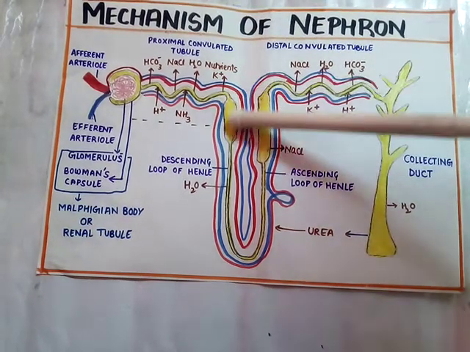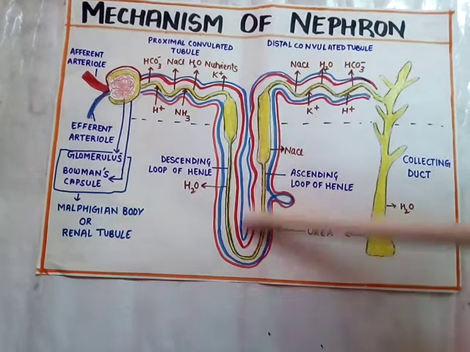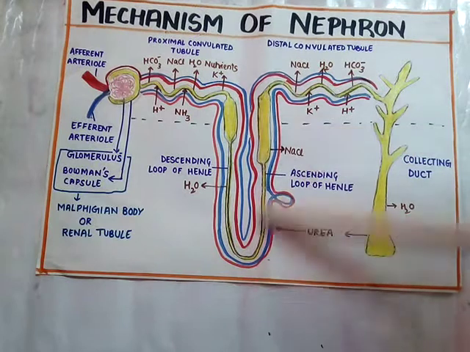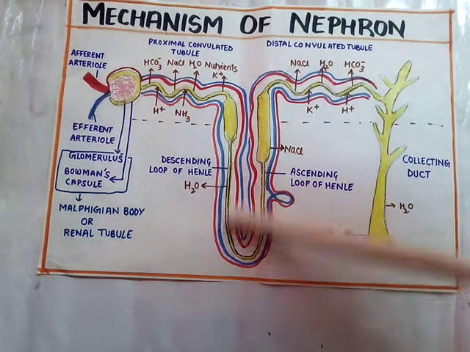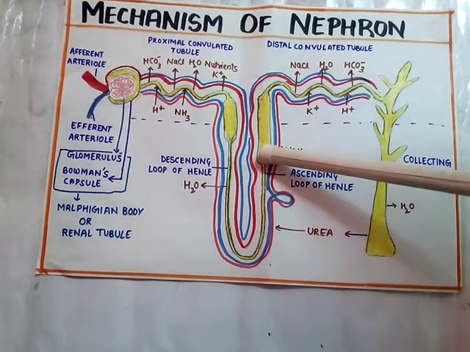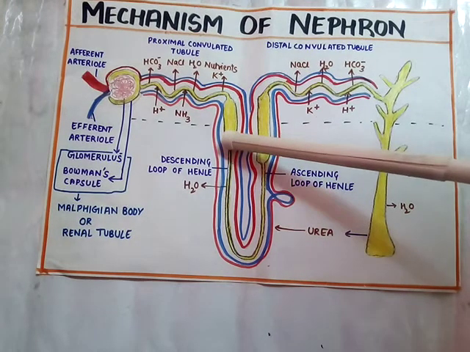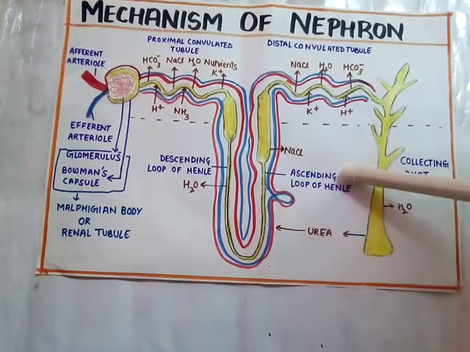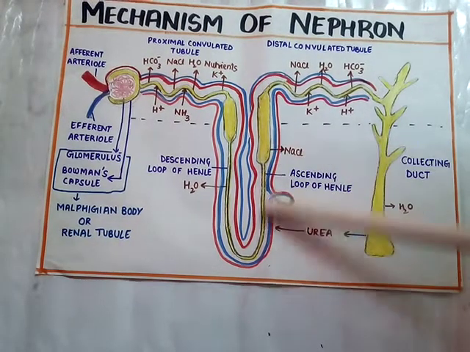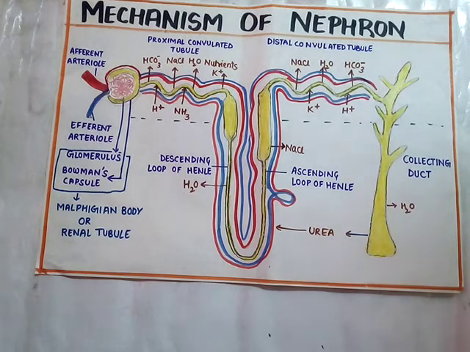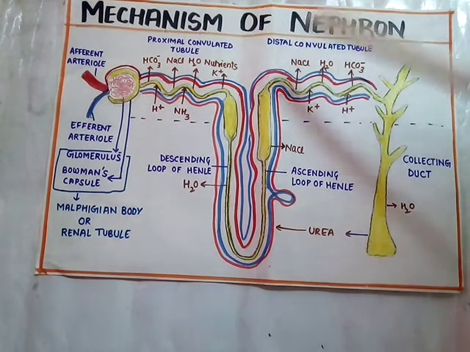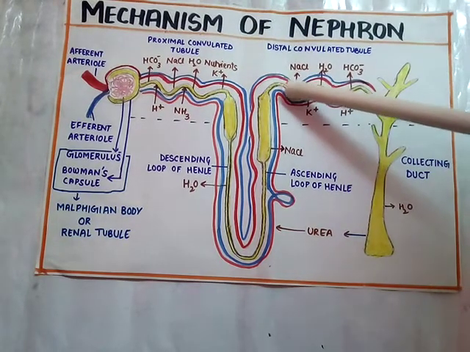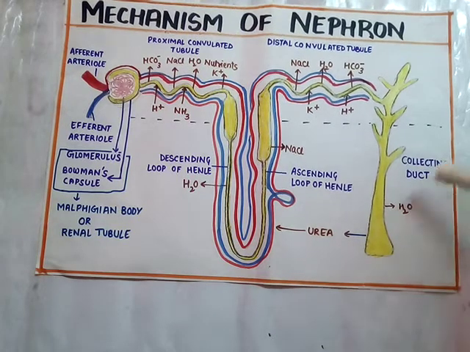Then, you can see the structure of the loop of Henle, which is just like a hairpin. This loop of Henle is differentiated into two types. One is the descending loop of Henle, which is the first part of the loop of Henle, and the second is the ascending loop of Henle, which is the second part. After that, you can see the distal convoluted tubule. Here, reabsorption takes place. This finally opens into the collecting duct.